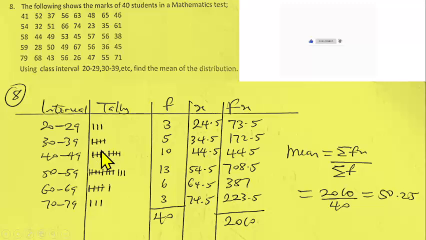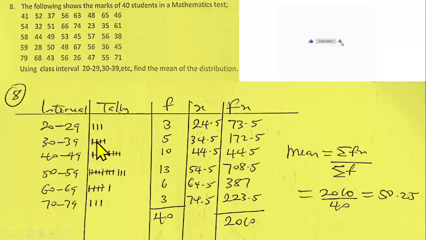Then you'll have your tally. That means you are representing each of these numbers with a stick. So you tally them one after the other. 41 will fall under 40 to 49 with a stick. 52 will fall under 50 to 59 with a stick. Then 37 will fall under 30 to 39 with a stick. 56 will also fall under 50 to 59, another stick. 48 will fall under 40 to 49 with another stick. 65 will fall here with a stick. 46 will fall here with a stick, and so on until you are done with everything.